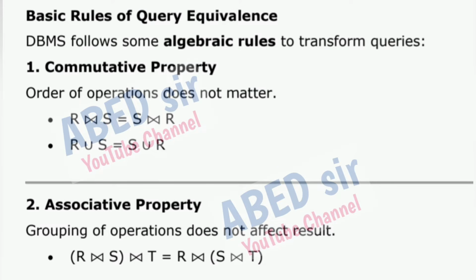Basic rules of query equivalence. DBMS follows some algebraic rules to transform queries. 1. Commutative property. Order of operations does not matter. R ⋈ S is equal to S ⋈ R. 2. Associative property. Grouping of operations does not affect result. (R ⋈ S) ⋈ T is equal to R ⋈ (S ⋈ T).